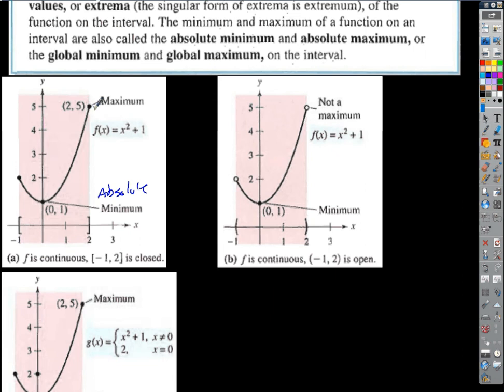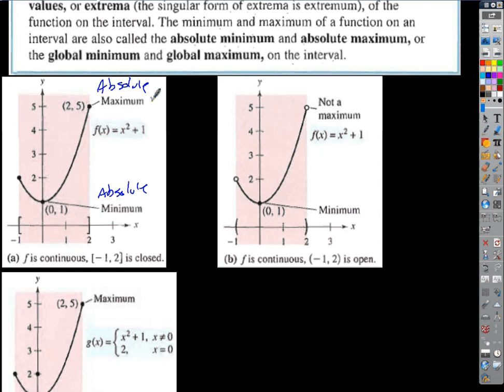Right? Here's a way to think about that. If an ant were walking along this function on this specific domain, is there a place the ant could stand and say, I am at the lowest possible place on this domain? Yeah, it'd be right there. Is there a place where the ant could stand and say, I am at the highest possible point on this domain? Right there. So that indeed would be an absolute maximum.